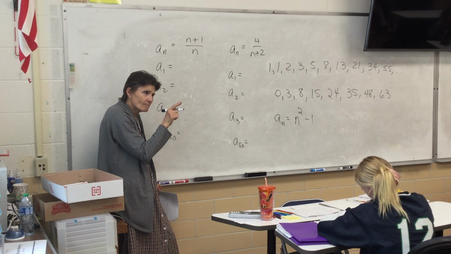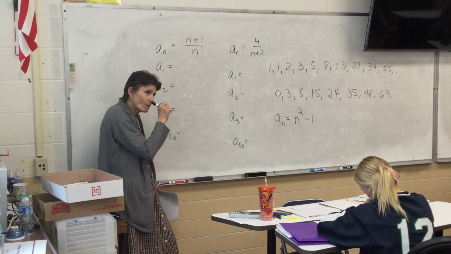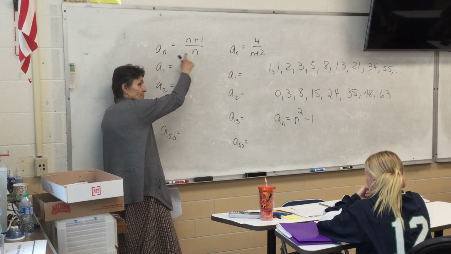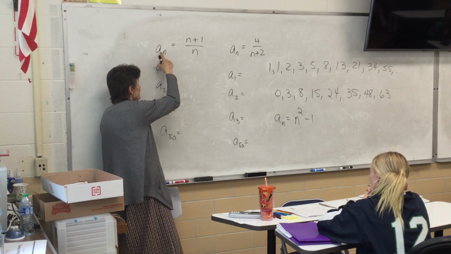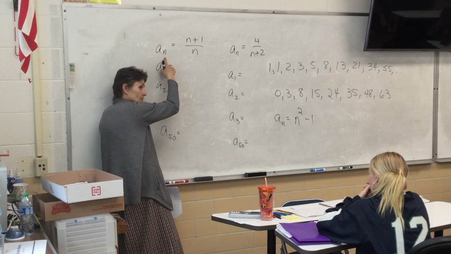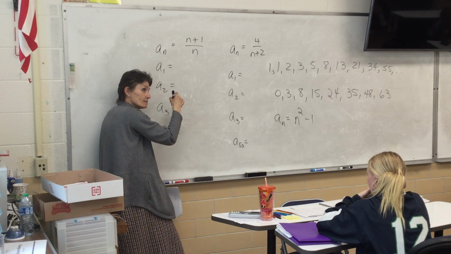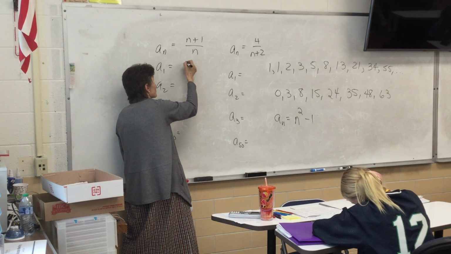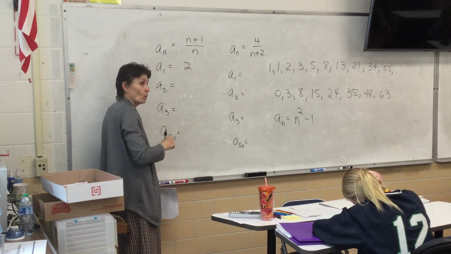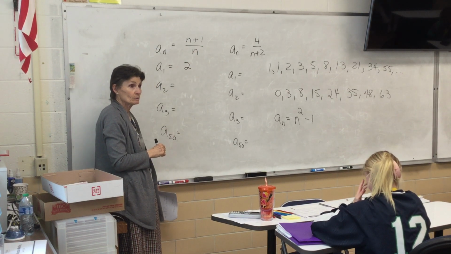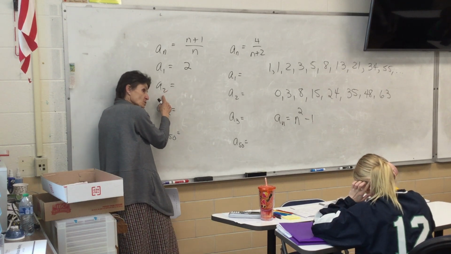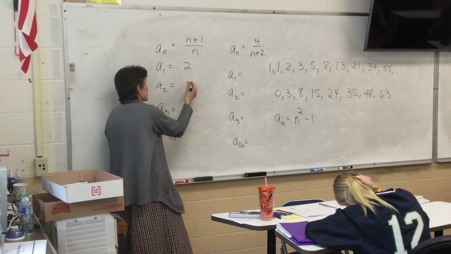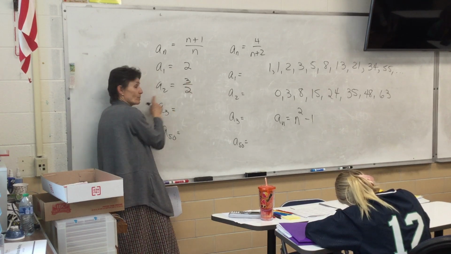Lillian? I have no idea. No idea? Okay, I want you to look at this. And then the problem is A sub 1. You plug in the 1 for the n. Yes! That's all you do. So you plug in 1 for the n. So isn't that going to give me 1 plus 1 over 1? Yeah. So 2? Yeah. All right, so what am I going to do for this one? Plug in the 2. So that's going to be 3 halves.